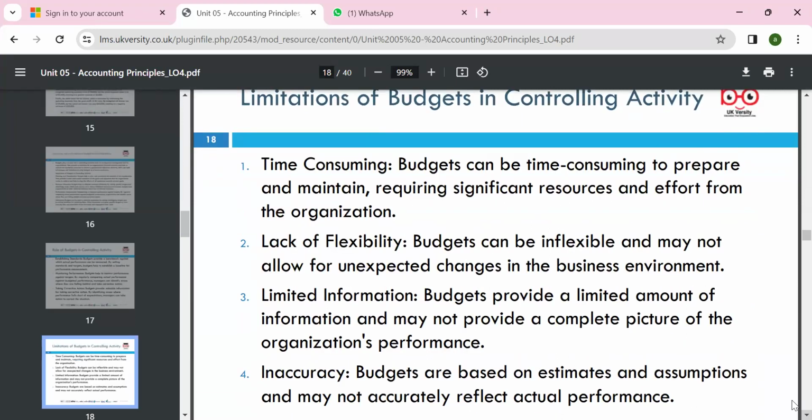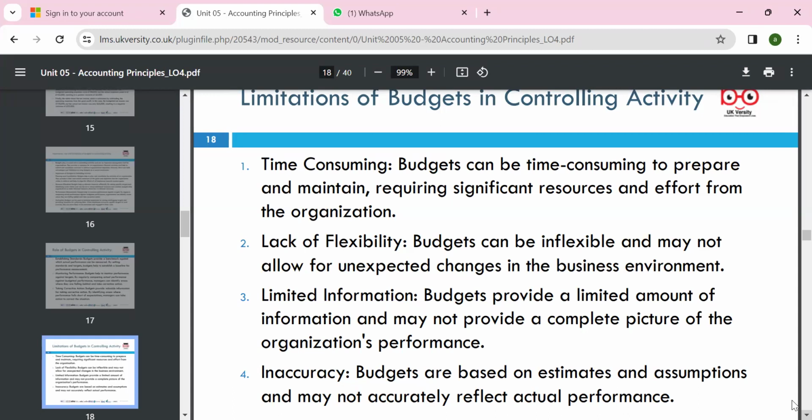Budgeting is sometimes time consuming. If you're looking for where 10 pounds has gone, maybe you require 2 hours, 5 hours to find where the 10 pounds went. The 5 hours cost £11.44 per hour, the national minimum wage. If you're spending that, it costs you more, so sometimes it's a waste of time and ultimately increases the cost. Lack of flexibility: sometimes a budget is inflexible.